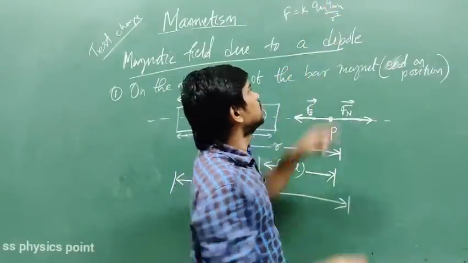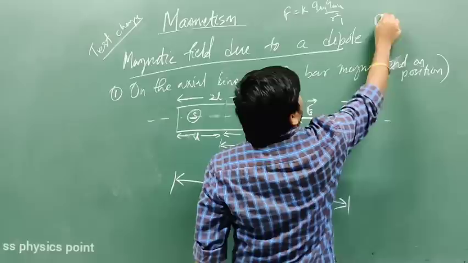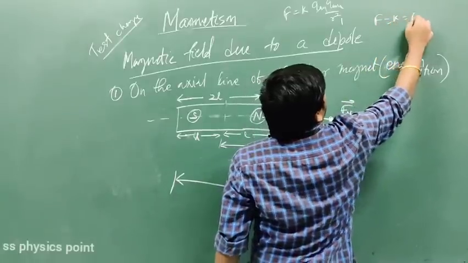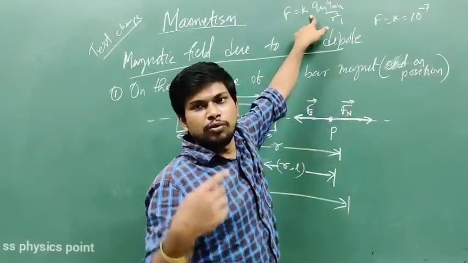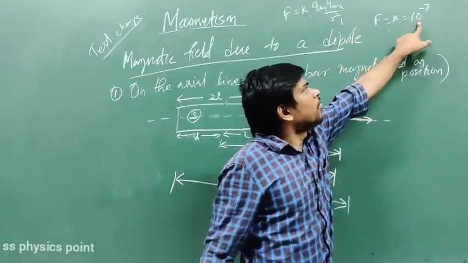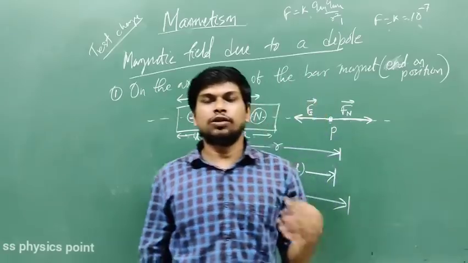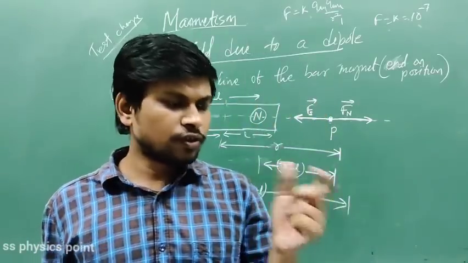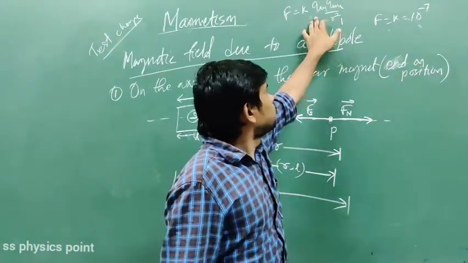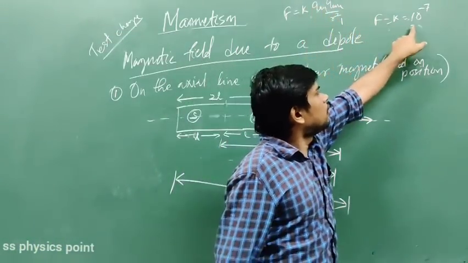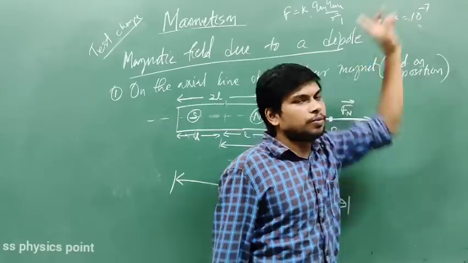If you are taking 1 and 1, this is 1, this is also 1, so F will be K. So F equals K, that is equal to 10 to the power -7. What is the value of K? Mu naught by 4 pi, that value is 10 to the power -7. So unit pole strength means the force of repulsion between two poles separated by a distance of 1 meter. So that is known to be unit pole strength.